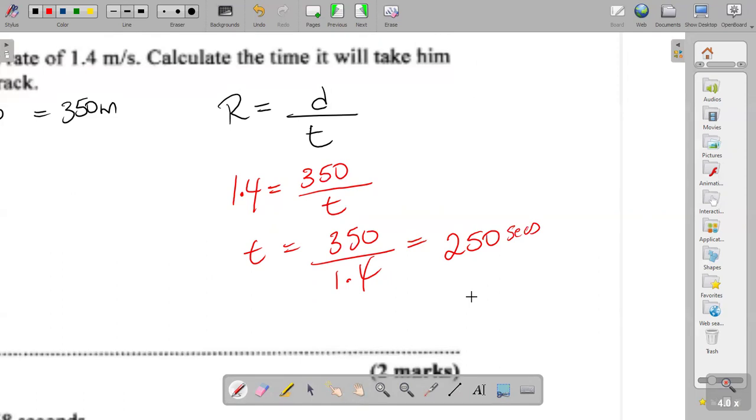I have a random request. Turn that into minutes. Lord help us. How much is 250 seconds in minutes? I know what to do. How do you change seconds into minutes? Anybody? Somebody? How do we change?